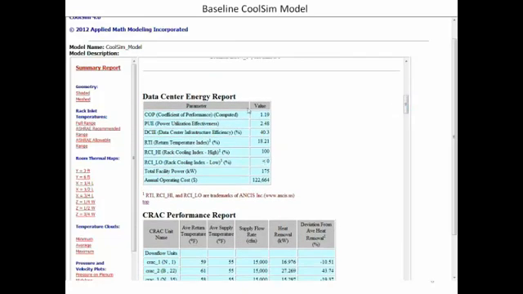Now, one of the things we've added here, and I'm going to review these metrics in a moment, so you can bear with me until we get there. But what we have here is a data center energy report. We build it right into the summary report now. And it lists the coefficient of performance. It lists the PUE, DCIE, RTI, RCI high and low, total facility power, and annual cost.